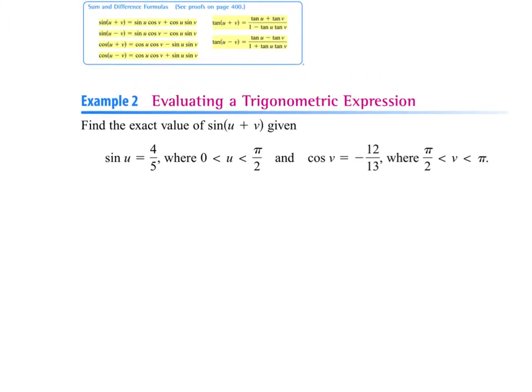All right, so in this example, it looks a little bit different than the one before. It tells us that we need to use sine of u plus v to find our exact value. And then it gives us the sine of u is 4 over 5, and the cosine of v is negative 12 over 13. So we're looking at two different triangles here.